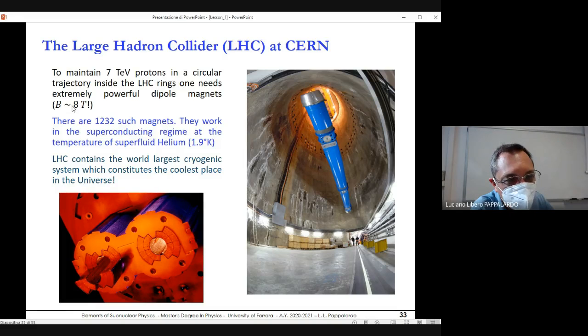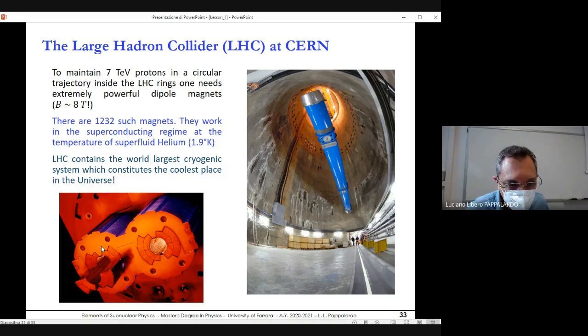And so the LHC turns out to contain the world's largest cryogenic system, okay? And it also constitutes the coolest place in the universe. You know that the temperature of the universe is roughly 3 Kelvin, and here there is a huge tank of helium at less than 2 Kelvin.